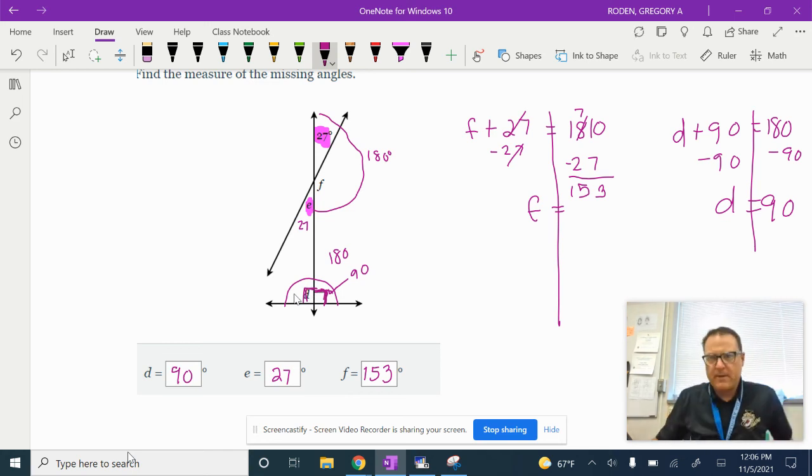Okay? All right. How did you do? All right. So right now, here's the secret sign. I'm just going to whisper this to you because I don't want everyone else to hear. The secret sign is to give Mr. Roden double V's for vertical. So I want you to give me double V's.